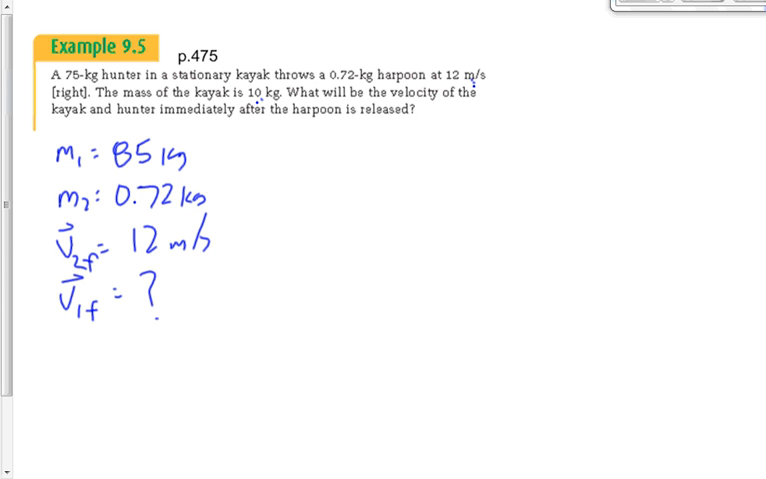Is there anything else that we're given here? If we maybe read between the lines a little bit? Anything else that we have here? V2I would be 0, yes. Anything else?